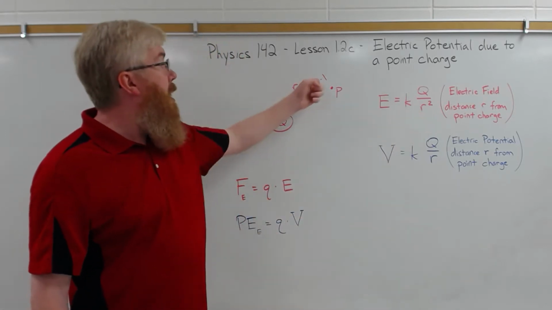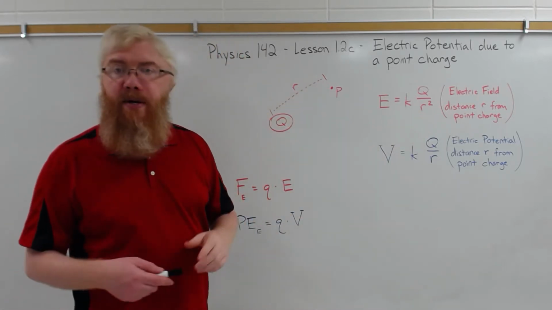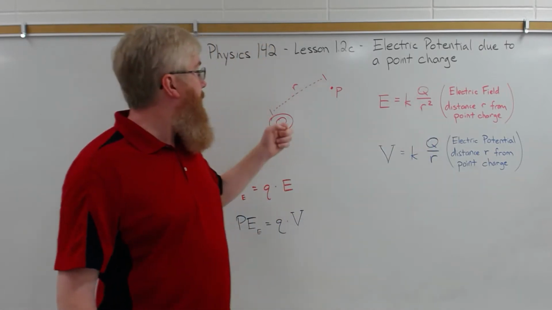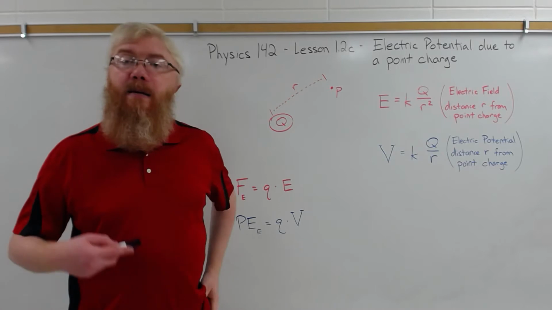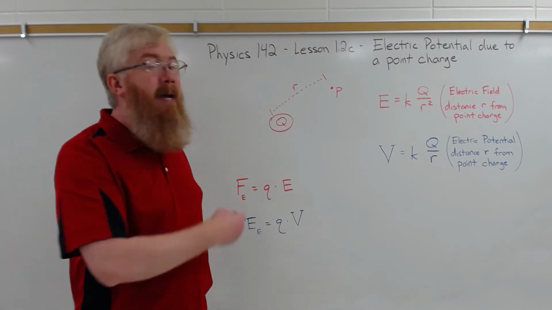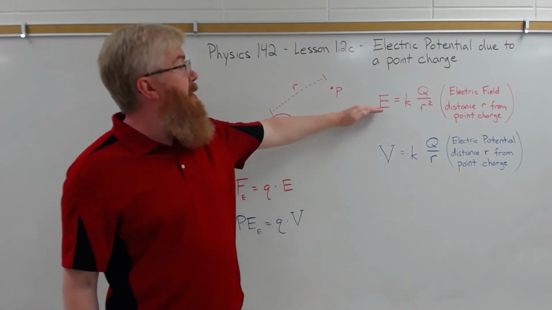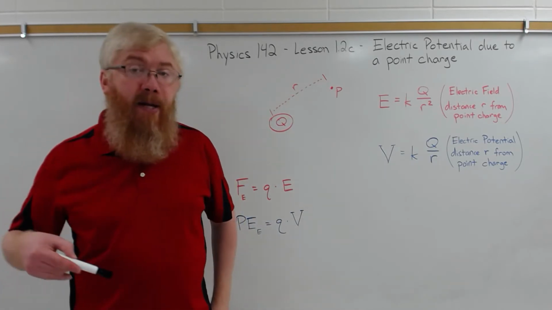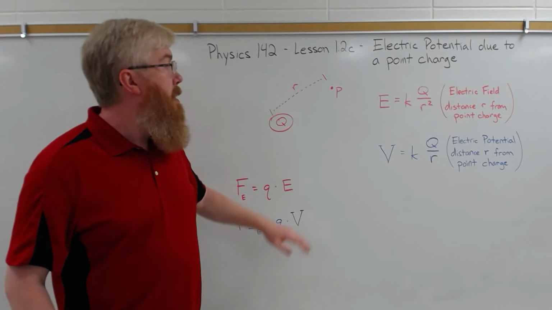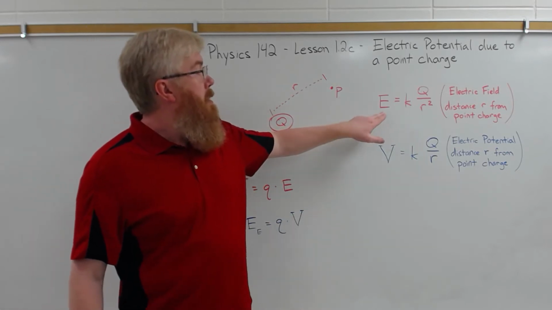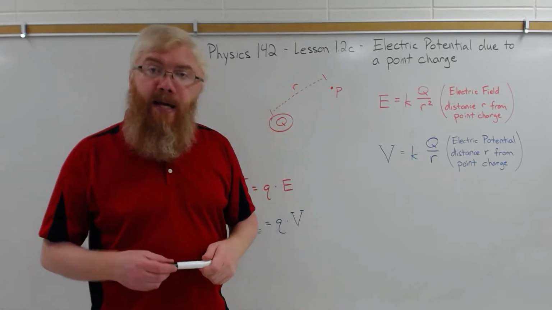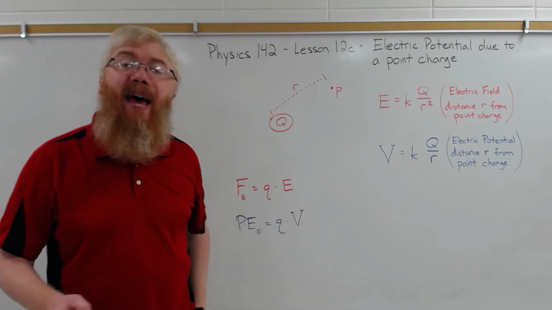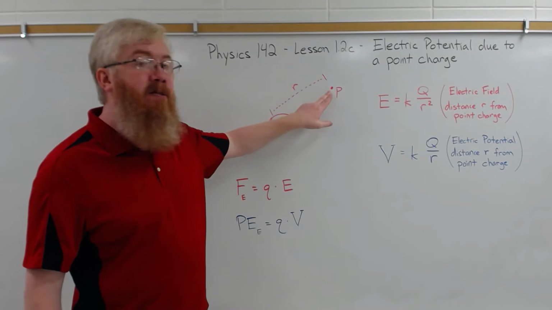So if I know what r is, if it's a meter or centimeter or millimeter or whatever, I square that distance. Q is the magnitude of the point charge, and K again is just a constant. Remember that the electric field, which should have units of newtons per coulomb or volts per meter, either one is valid. The electric field is a vector, so it will have some magnitude and direction at this point.